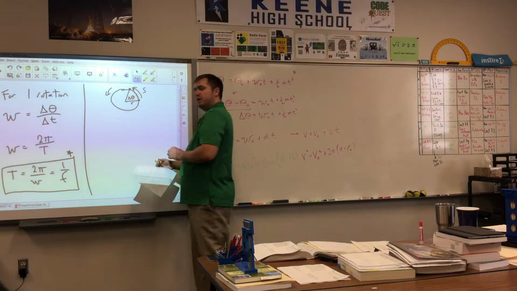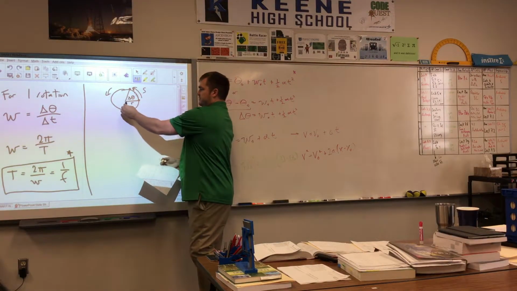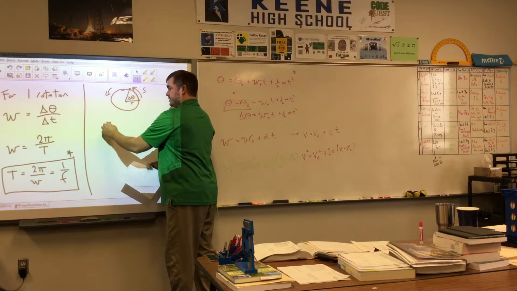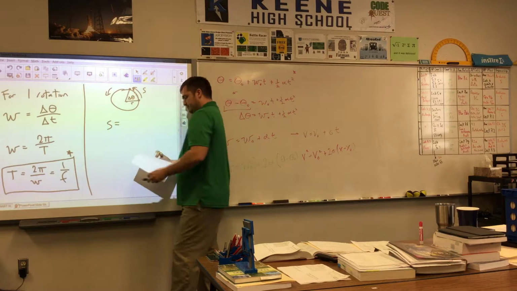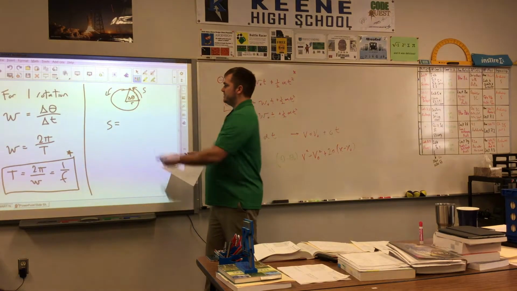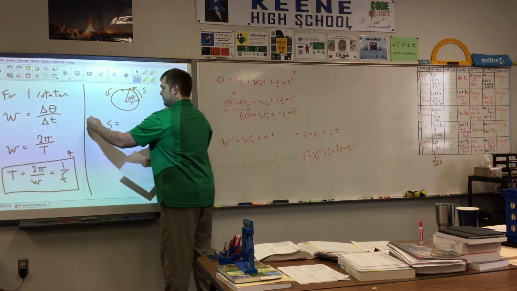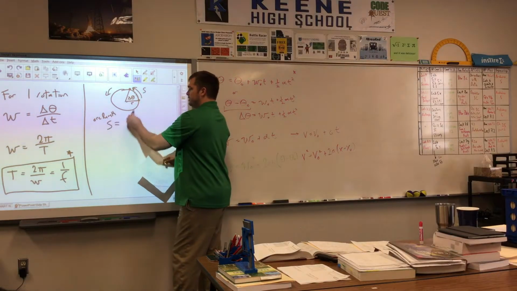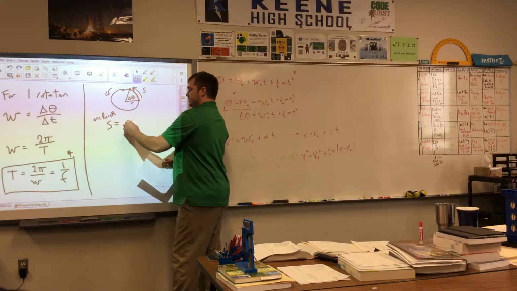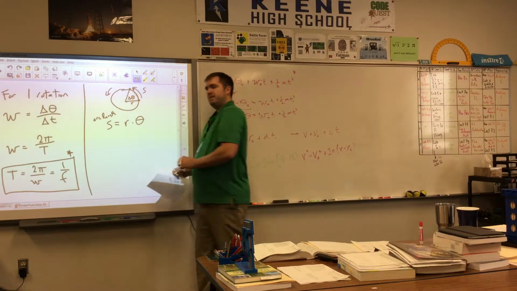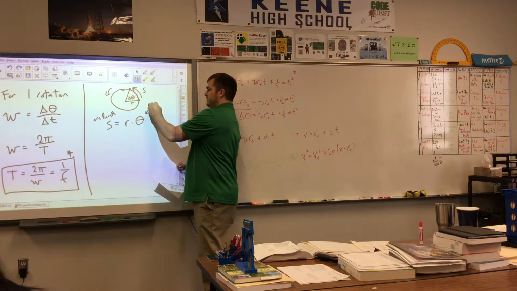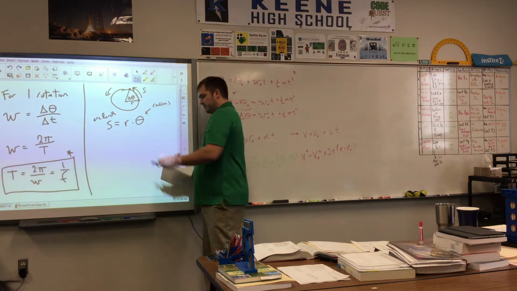And if this is R, the distance from the center to the edge, then another formula, which is not on your formula chart, is that S, that arc length, is equal to the radius times theta, where theta must be in radians. Now I could prove that to you.